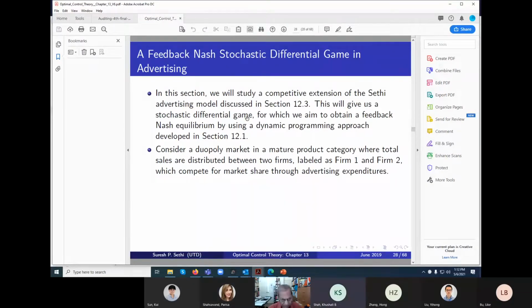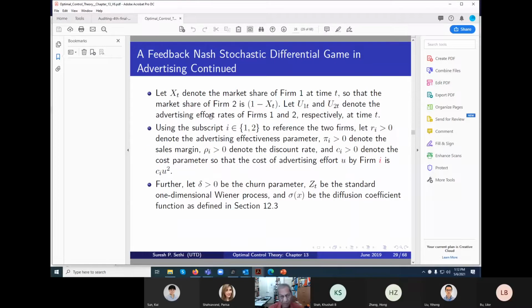Okay, so we have a duopoly market, and we have firm one and firm two, and they compete for market share. So let xt denote the market share of firm one at time t. That's a random process now. And 1 minus xt is the market share of firm two. And we assume U1T and U2T denote the advertising effort rates for firms 1 and 2, respectively, at time T.